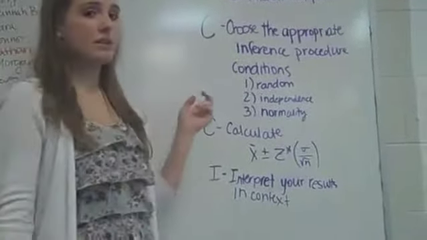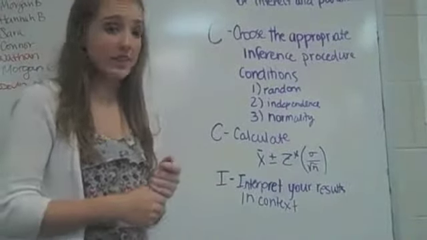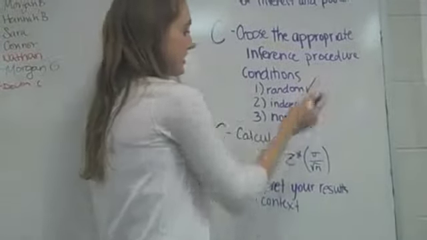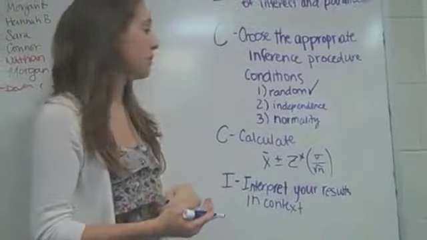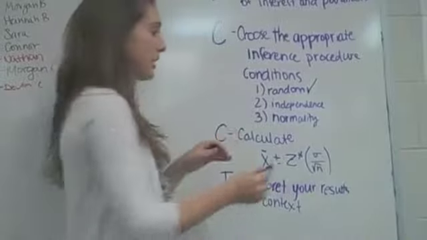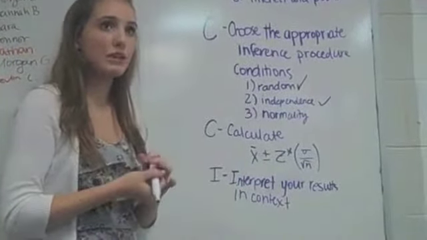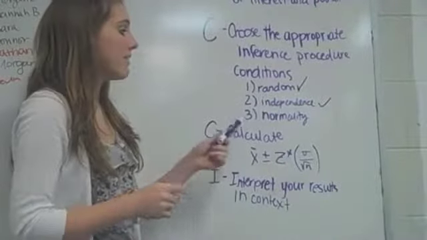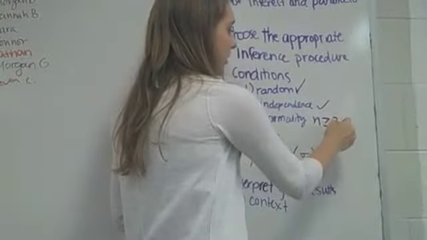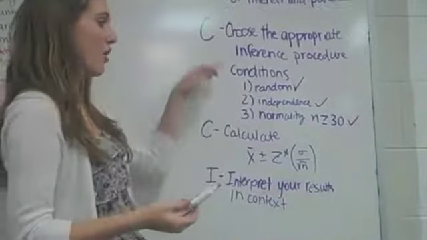Next, we would choose the appropriate inference procedure. In this case, we're just going to use a z confidence interval. And we're given that it's random, so this condition is checked because it told us it was from a simple random sample. Next, independence. Since we were given the standard deviation in the problem, this one is already met as well. We were given the standard deviation of the population, which normally isn't known, but in this case it was. And then normality is just the fact that n is greater than or equal to 30, and we know this is true because our sample size was 500. So all of our conditions are met.